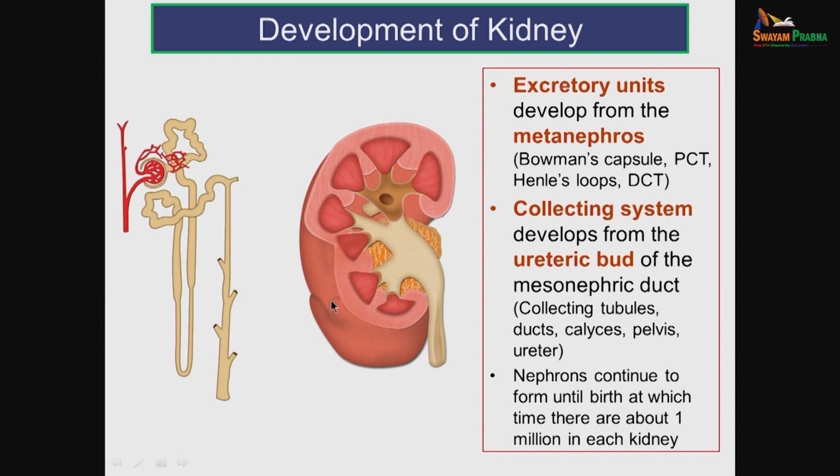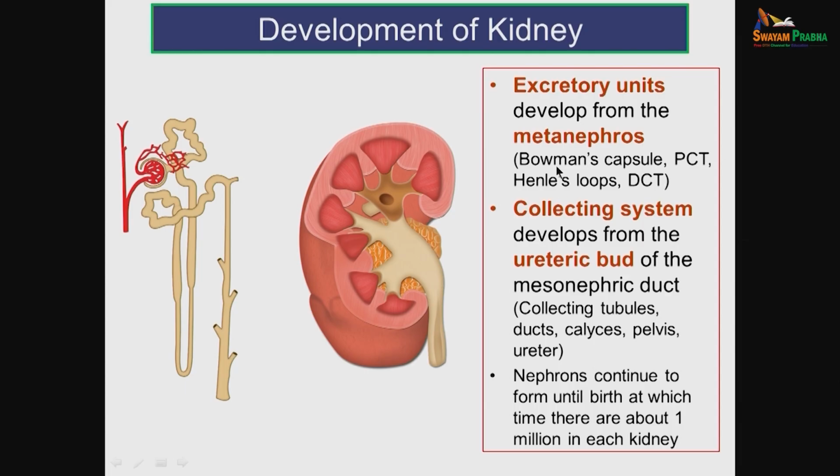So, to put things together, the excretory units of the kidney develop from the metanephros, namely the Bowman's capsule, the PCT, Henle's loop, and the distal convoluted tubule. This only develops from the metanephros. This is the excretory unit.